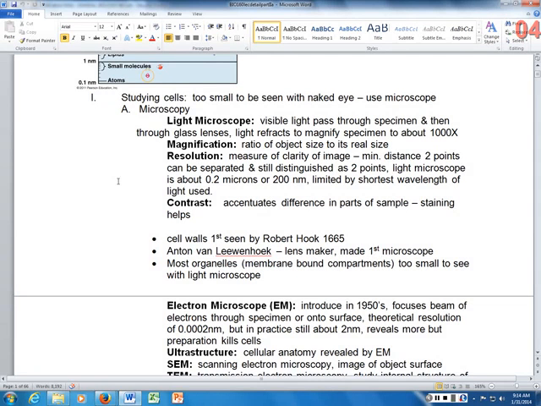Contrast is going to accentuate the difference in parts of the samples. So you stain it to create contrast between the cell and the background, but some stains will actually create contrast between different types of parts. Those are usually a little bit more complex stains than what we'll use in here, where you use 2 different stains, and maybe the organelles stain one color and the nucleus stains another color.